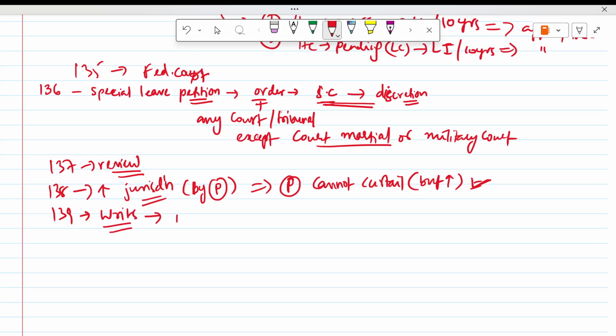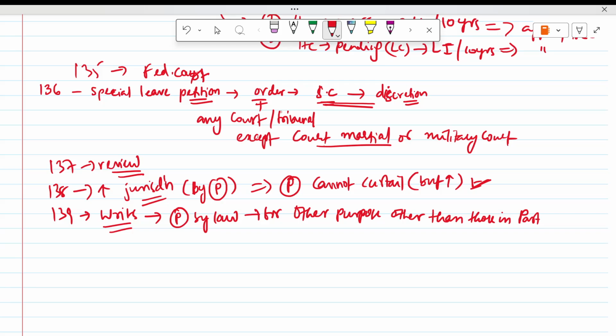So this also Parliament can give. Parliament by law can give any other writs, for example, for any other purpose, other than those in Part 3 of Article 32. If you take Article 32, there is for fundamental rights violation. If a fundamental right is violated, you can directly go to the Supreme Court. That is what Article 32 says.